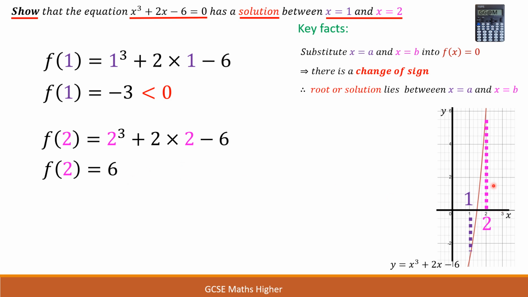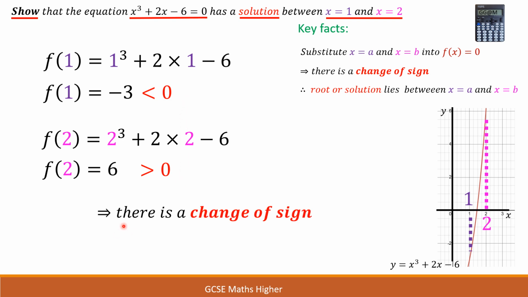So f of 2 comes up to this value here of 6. You can see in the graph it's come across. So this 6 is positive. This is greater than 0. So you can see we have got a change of sign. So to get the full marks in the exam, you must state there is a change of sign.